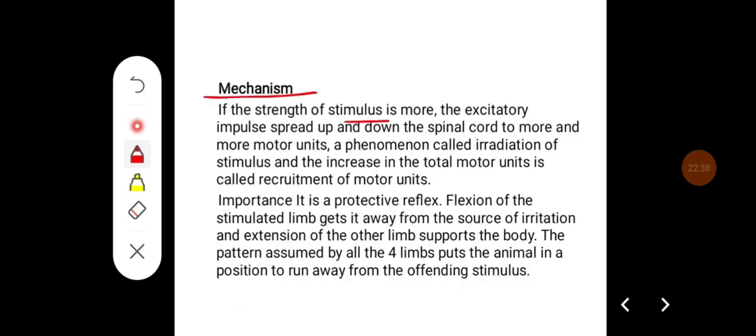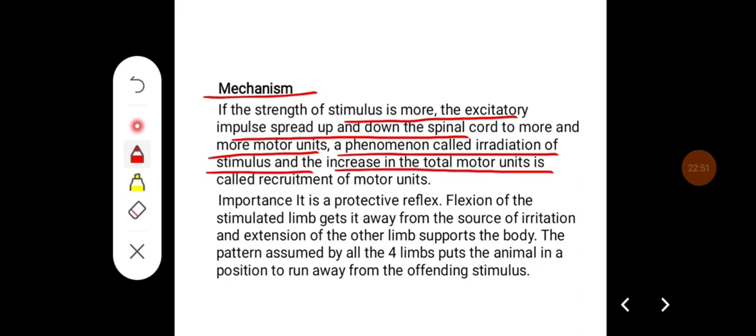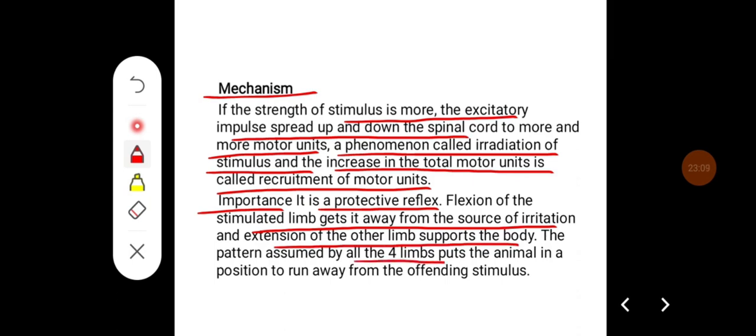If the strength of the stimulus is more, the excitatory impulse spreads up and down in the spinal cord to more and more motor units, and this phenomenon is called irradiation of the stimulus, and the increase in the total motor units is called recruitment of motor units. Its importance is that it's a protective reflex, and the flexion of the stimulated limb gets away from the source of irritation, and the extension of the other limb supports the body. The pattern assumed by all four limbs puts the animal in a position to run away from the offending stimulus.